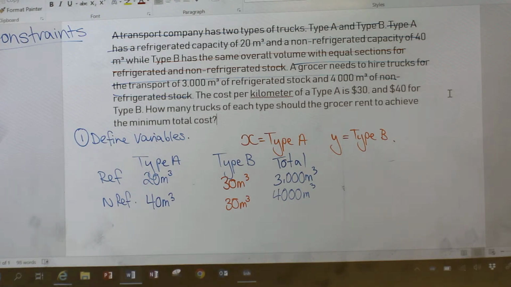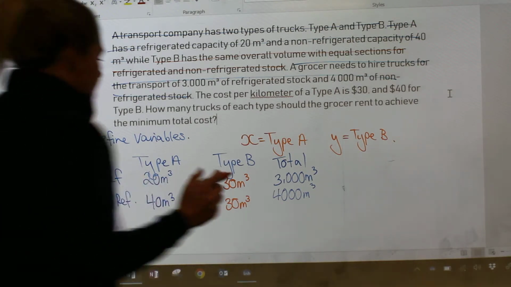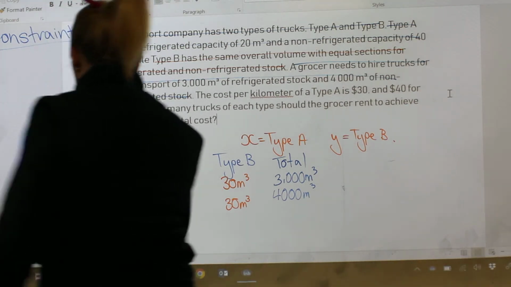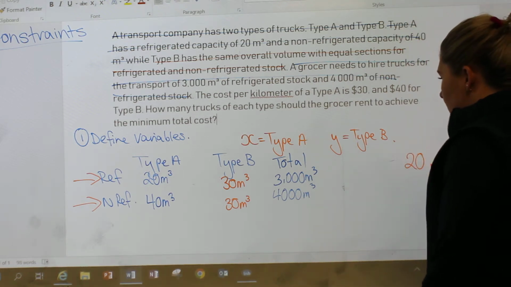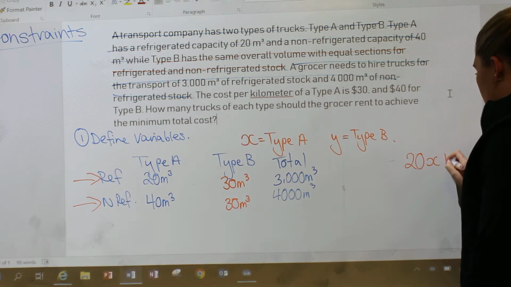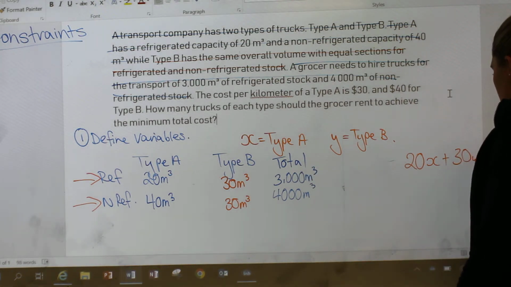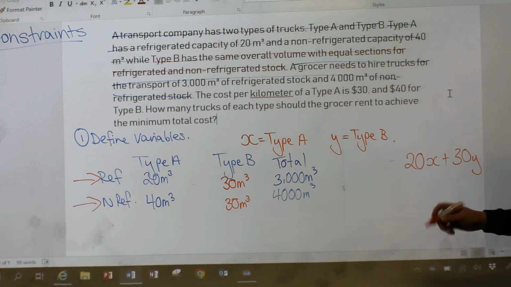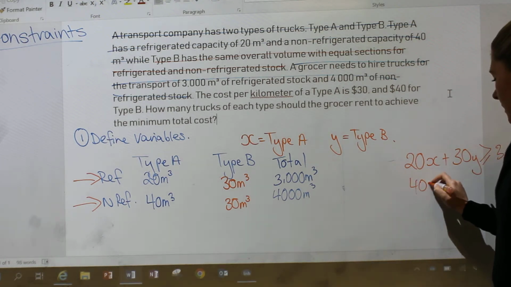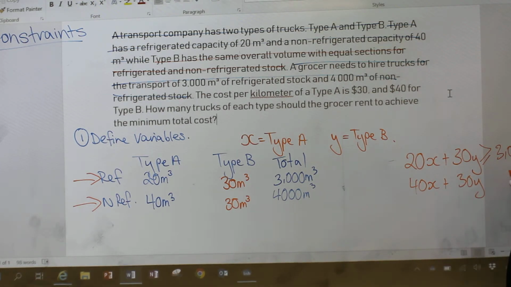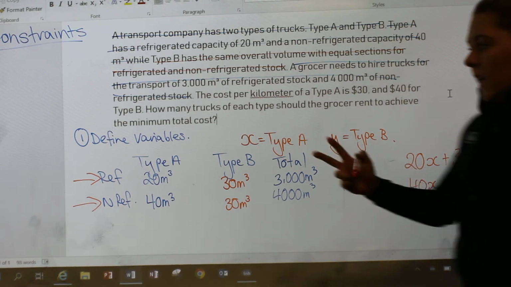We're only constructing constraints here. So my first constraint is going to be 20x plus 30y has to be greater than or equal to 3,000, because he needs 3,000 metres cubed. And we have 40x plus 30y has to be greater than or equal to 4,000. There are your two constraints for this.